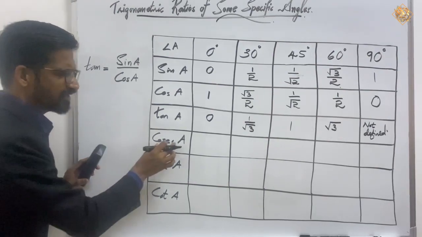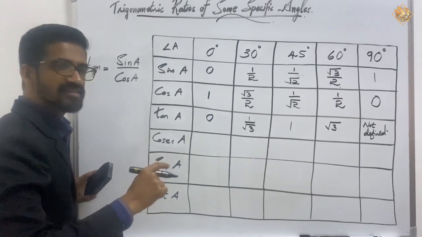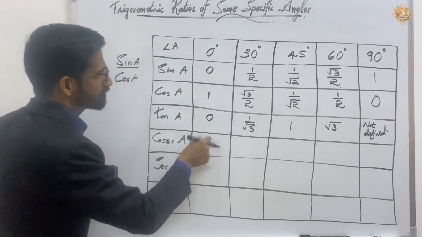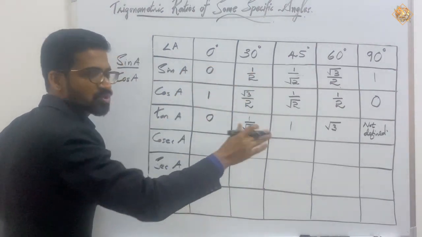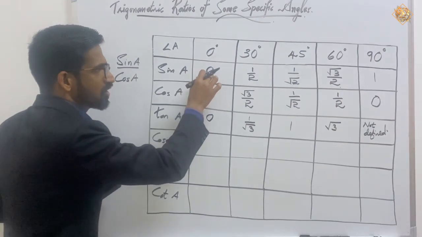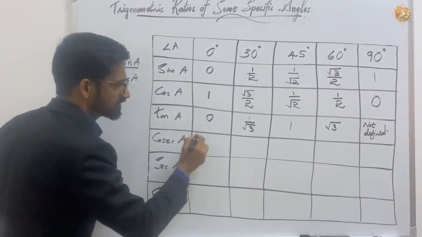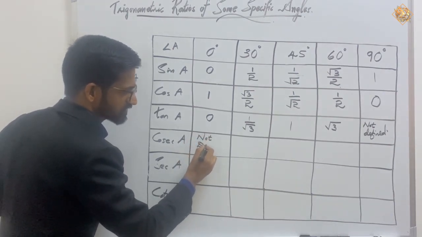Okay, now to get the values of cosec, what we have to do? We know cosec is inverse of sine, isn't it? We have studied cosec is inverse of sine. So to get the values of cosec, what we have to do is take the reciprocals of the values of sine. So that is 1 by 0. To get the values of cosec here, 1 by 0, it is what? Again, it's not defined.